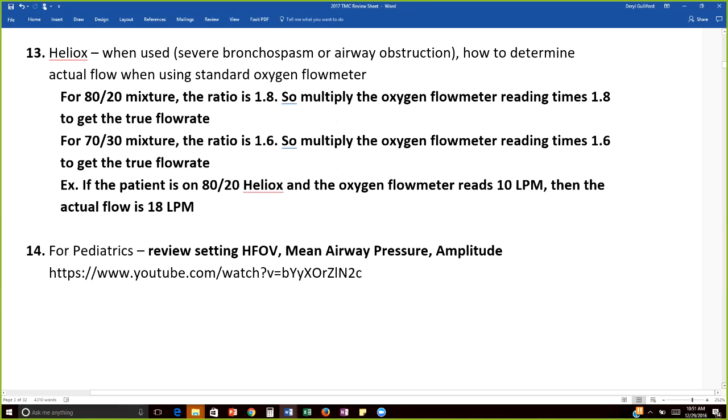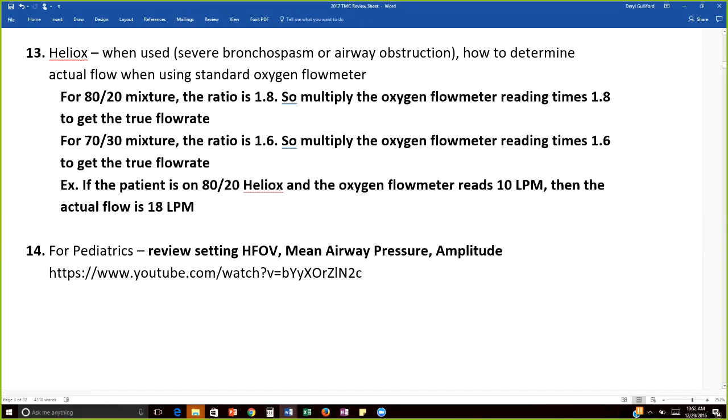Heliox. We've had several students asking us about Heliox, and I think the reason is we don't do Heliox very often, and consequently, we're not sharp on Heliox, but you need to know it for the test. For an 80-20 mixture of Heliox, the ratio is 1.8, so you would simply multiply the oxygen flow meter reading times 1.8. If the oxygen flow meter says 10, then it's actually 18 liters of Heliox coming through.